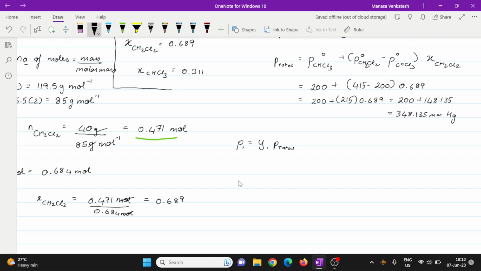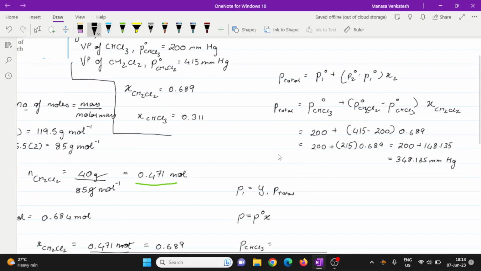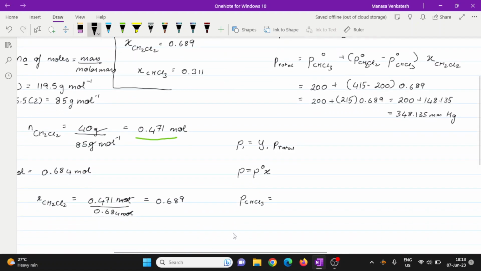So basically, we can calculate the pressure of the individual components using the equation P equals P naught X, right? So the pressure of CHCl₃ will be equal to P naught, which is 200 mmHg, and this was given in the beginning of the question, into the mole fraction, which is 0.311. And this gives us the pressure of the particular component, which is 62.2 mmHg.